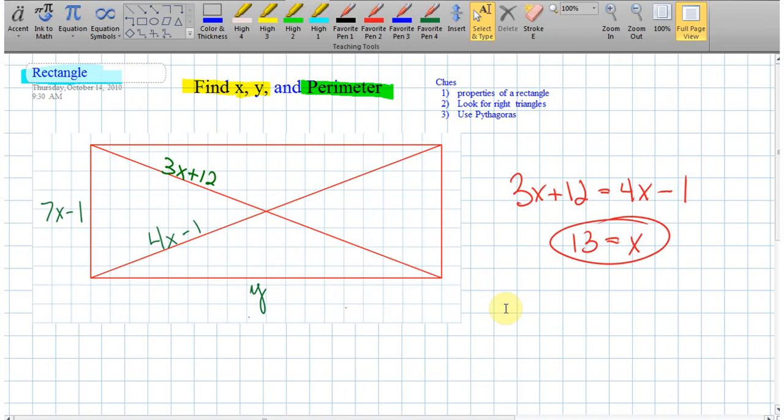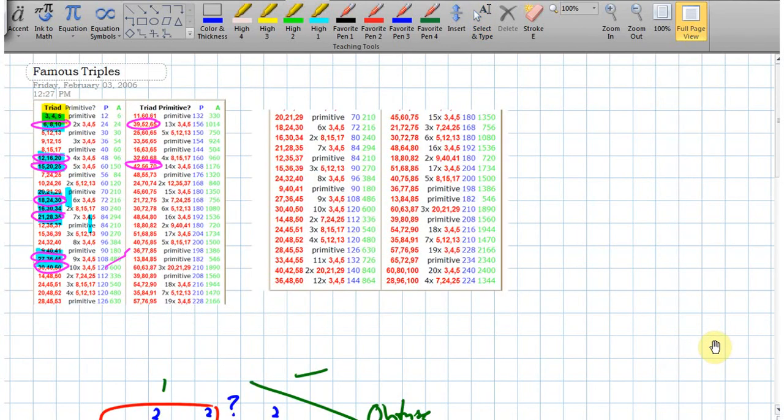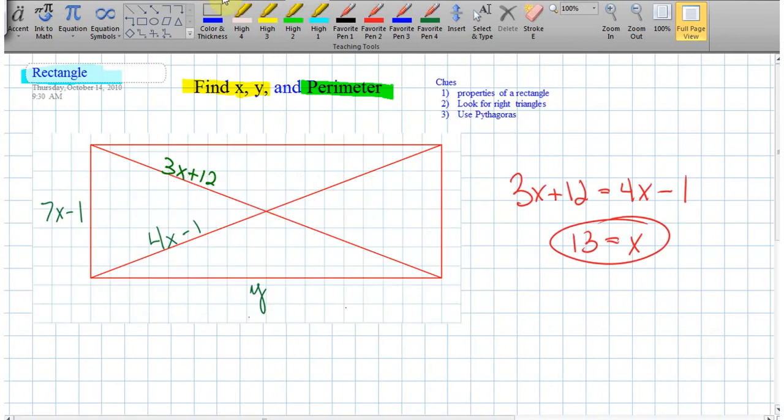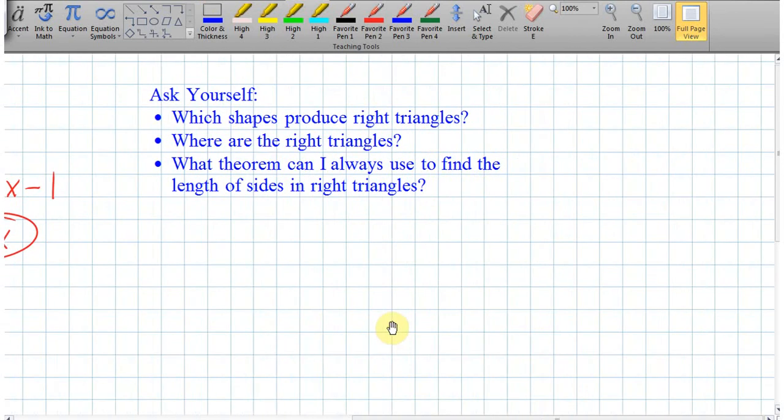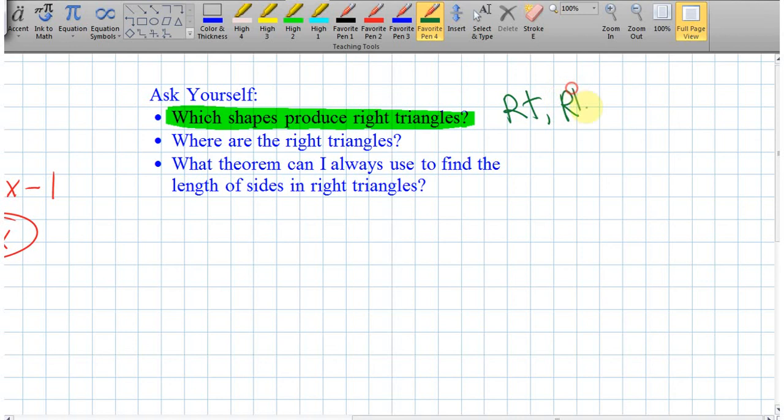So what does that mean? Why are we talking about right triangles? Well, one of the clues to finding y in here is we have to ask ourselves what shapes produce right triangles, and we just showed you that rectangles do. Well, what other shapes do? Well, think about it. Rhombi do. So we got rectangles, we got some rhombi, and then what's another one that produces right triangles? We got some squares.